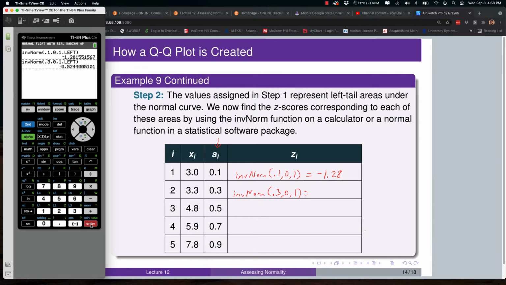It gives me negative 0.52. It's customary to round your z-scores to 2 decimal places, especially if you're going to do a plot by hand. And then we need to do 0.5. So second entry, change this to 0.5. This should be 0, and it is, because that's dead center of the standard normal distribution curve. If you have 50% below, that's the median, which is the mean in this case of the standard normal curve.